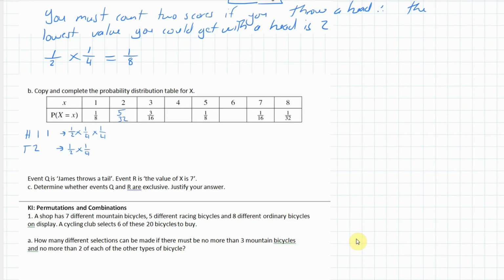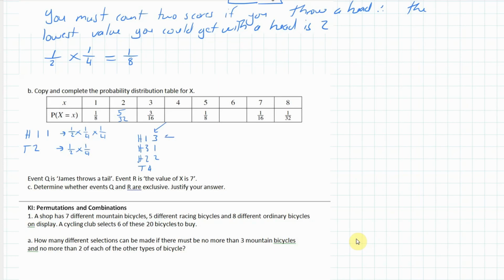Now with the 4, we could get heads 1, 3, heads 3, 1, because we can do that 2 ways, right? Heads 2, 2. I think that's it from the heads, and then tails 4. I think those are the only options.